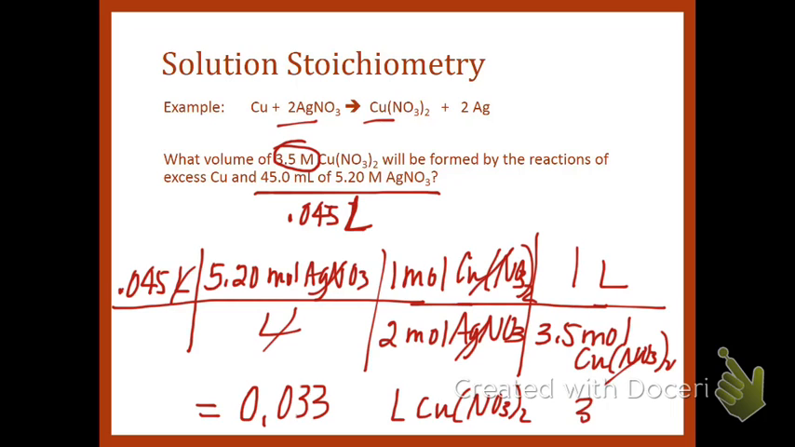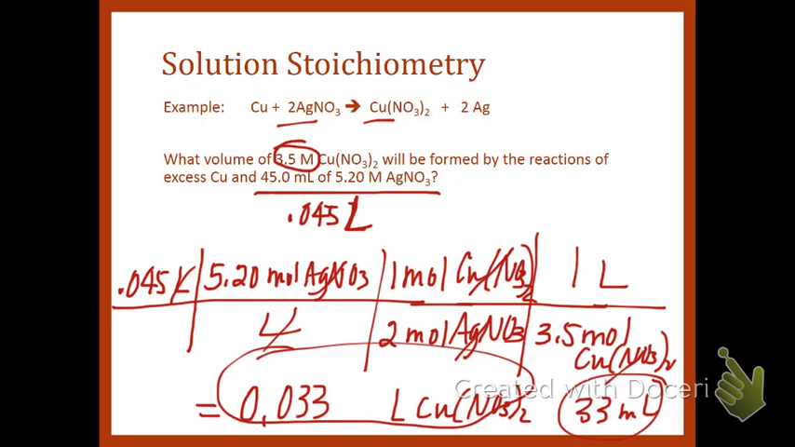Liters, which would be 33 milliliters. So either one of those. Since I didn't specify if I wanted liters or milliliters, either one would actually be okay. But the key is you have to make sure that when you do volume times molarity, you have to be in liters. Okay? So that's how you do solution stoichiometry. Very similar to regular stoichiometry. Instead of starting with mass, we're going to start with a volume and a molarity. And that's how you get to moles.